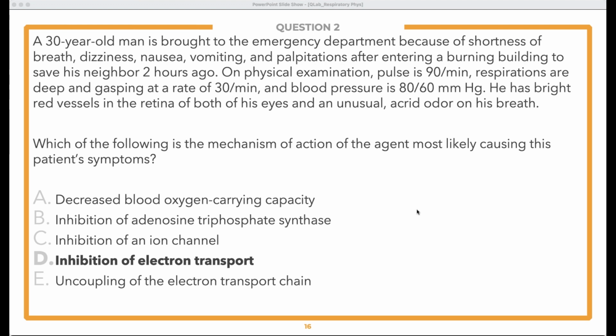Let's go to option A. This is the one that tripped everybody up. This is carbon monoxide poisoning.